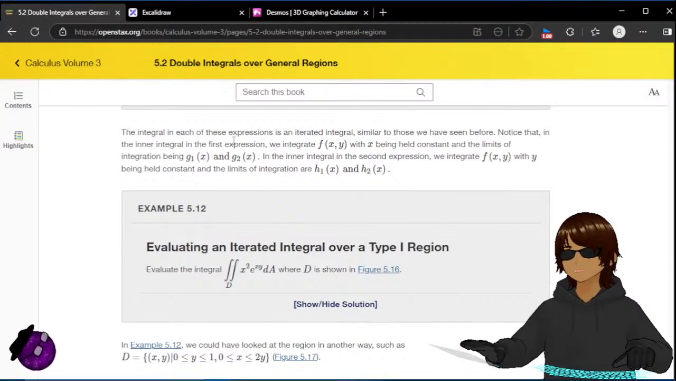The integral in each of these expressions is an iterated integral similar to those we have seen before. Notice that in the inner integral of the first expression, we integrate f of (x, y) with x being held constant, the limits of integration being g1(x) and g2(x).